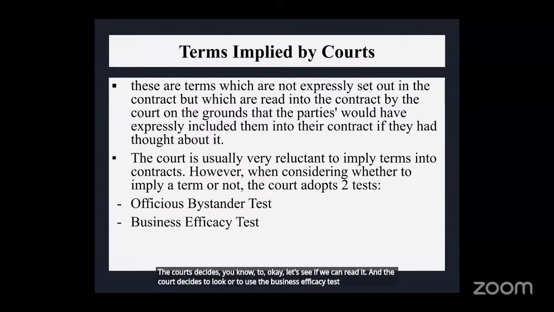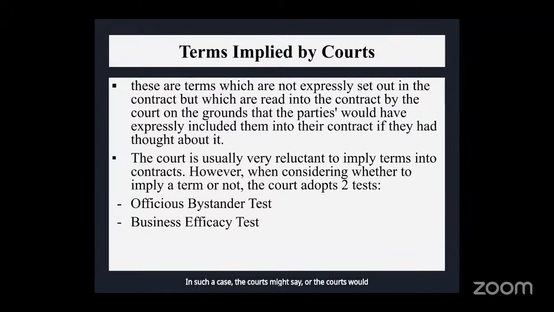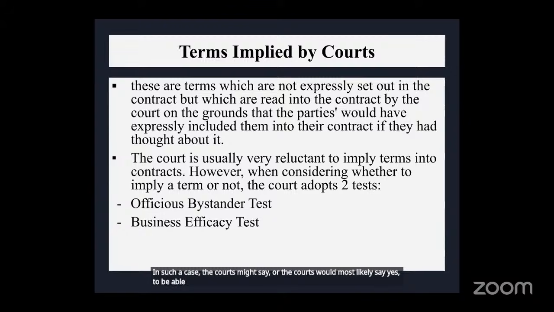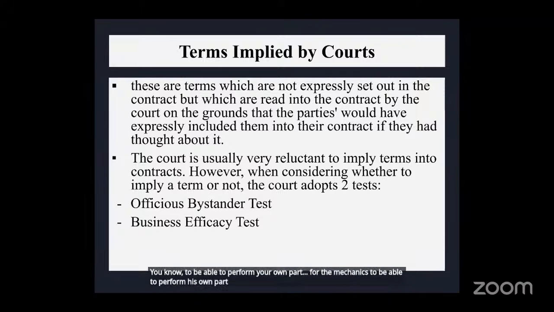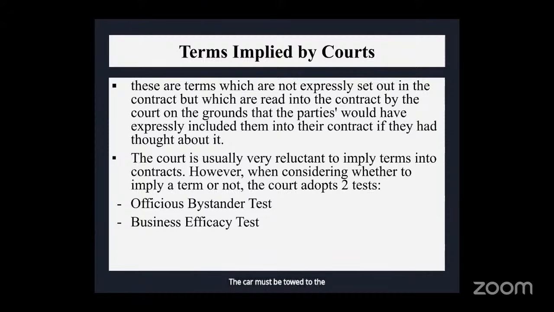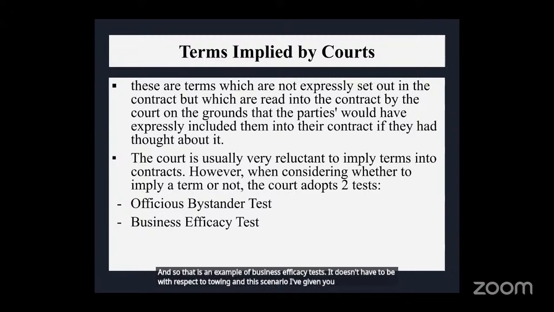In such a case, the court would most likely say yes, to be able to perform this contract, for the mechanic to be able to perform his own part of the contract, it's important that the court reads into that contract that the car must be towed to the mechanic's workshop and I would pay for towing. And so that is an example of the business efficacy test. It doesn't have to be with respect to towing. This scenario I've just given you is an example of ways that this business efficacy test can be applied, right?